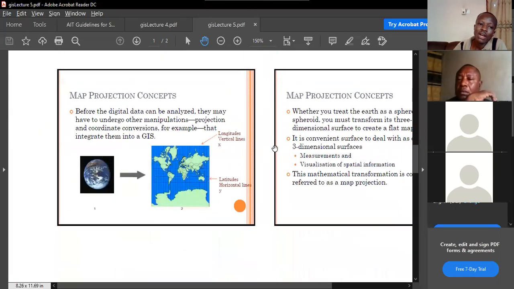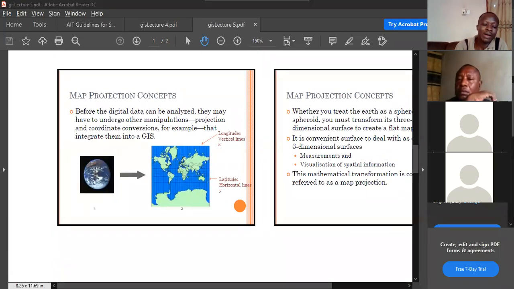The main idea of map projection is to be able to represent the round earth on a flat sheet of paper. That is the reason why we have what we call map projection. Representing the round earth on a flat sheet of paper.